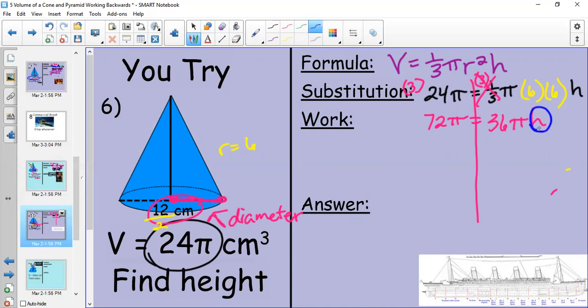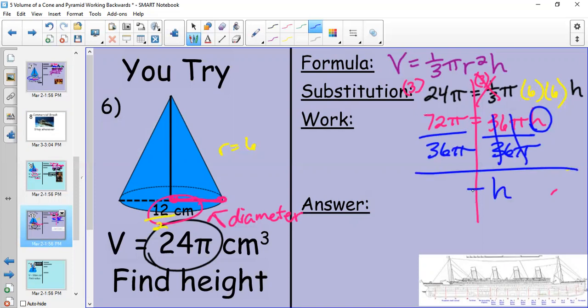All right, to get the height by itself, get rid of the 36 pi by dividing by it on both sides, which cancels out 36 and pi on the right to leave us with a height of, I'm going to cancel out the pi's, 72 divided by 36 gives us 2. And our label would be centimeters.